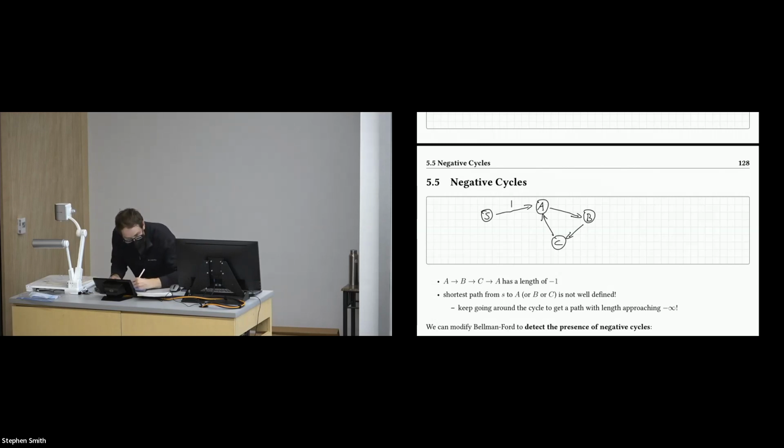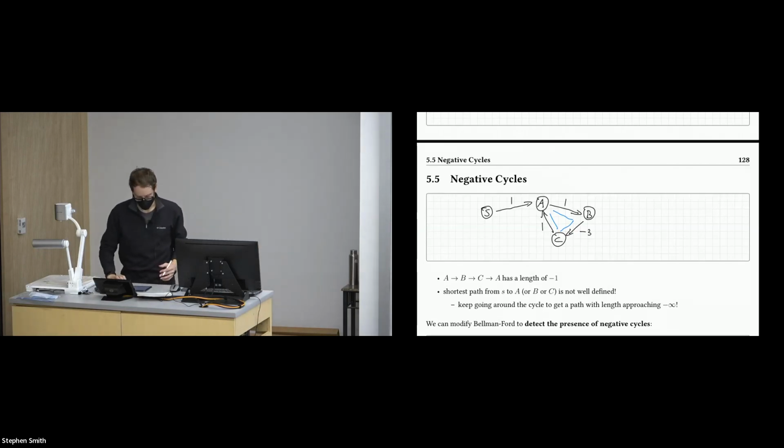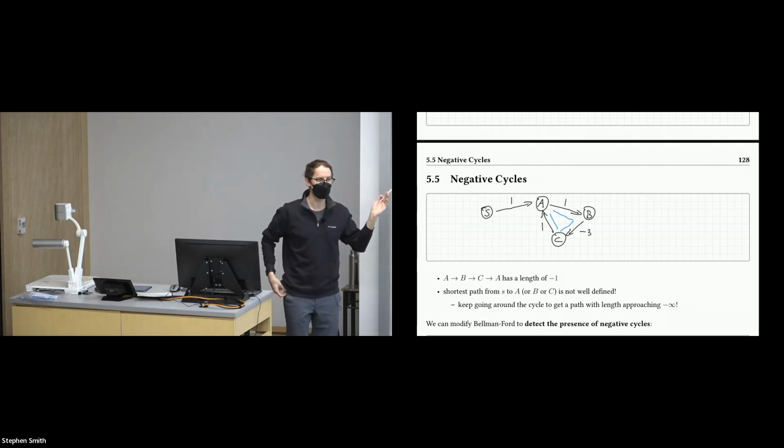And they're 1, 1, -3, 1. Then this cycle right here has the sum of the edges around it is -1. And so the shortest path problem isn't really well defined. For example, if I want to find the shortest path from S to B, I can go S to A, go around ABC 10,000 times, I get -1,000, and I get an answer of -999.